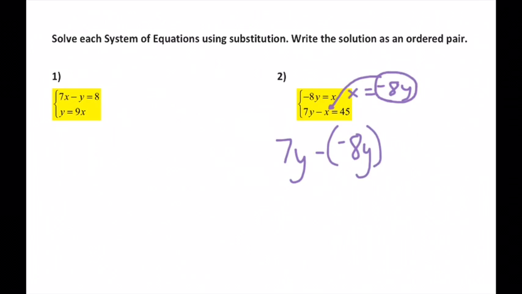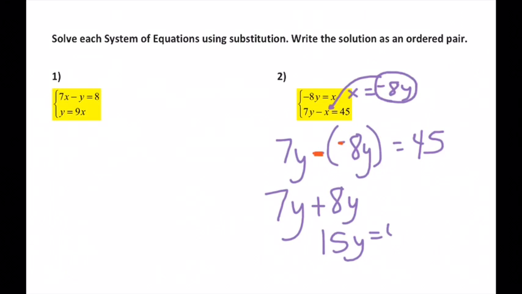Put parentheses around what you're substituting in, because that way you don't make the mistake of thinking, oh, it already has a minus, I don't have to put that minus. You do, because they're both two separate parts. And so then this is going to be our equation. So we're going to have 7y minus a negative, so that's plus 8y. 7y and 8y is 15y equals 45.